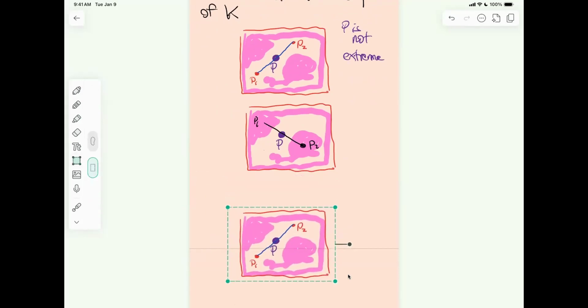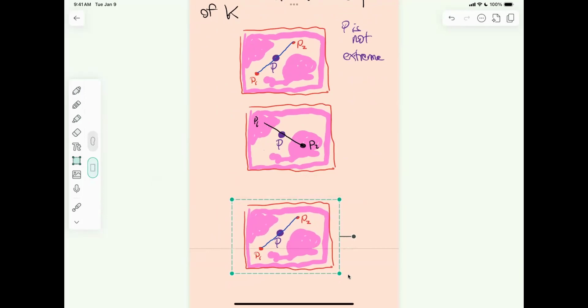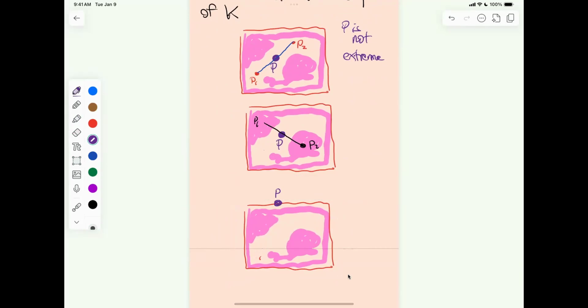So say, what about one point here? Let's say I chose P there. You can still take advantage of this edge to find 2 points, right? That make it a convex combination. So for example, if I chose P1 here and P2 here, there's still this line segment that passes through P. So far, so good. So in these cases, P is not extreme either.